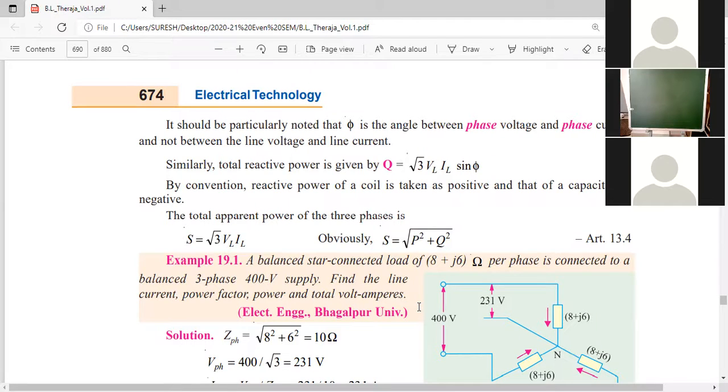Yes, sir, completed. Okay, now see here. Now read the problem. A balanced star connected load of 8 plus J6 ohm per phase. This is the star connected load. That means this problem is star connection, 3-phase star connection.